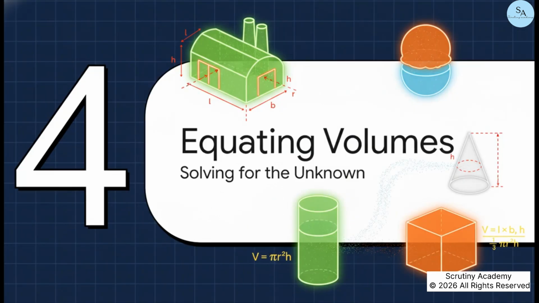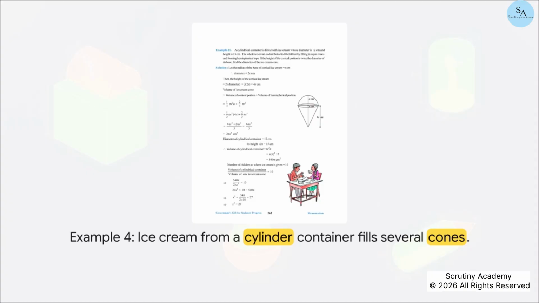All right, let's talk about a type of problem you are almost guaranteed to see on an exam. This is where we don't just add or subtract, but we actually set 2 volumes equal to each other to find a missing piece of the puzzle. Here's a classic example. An ice cream vendor has a big tub, a cylinder full of ice cream. They use a scooper to fill up a bunch of smaller cones, each with a nice round hemisphere on top. The question might ask something like, how many cones can you fill?